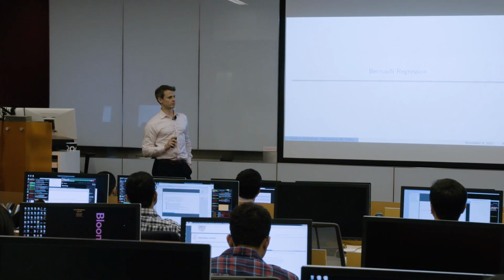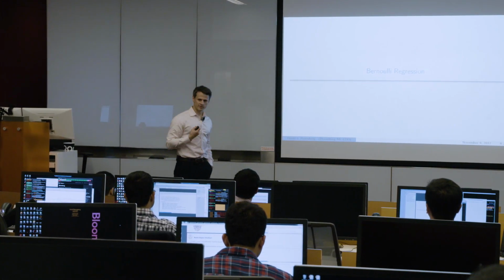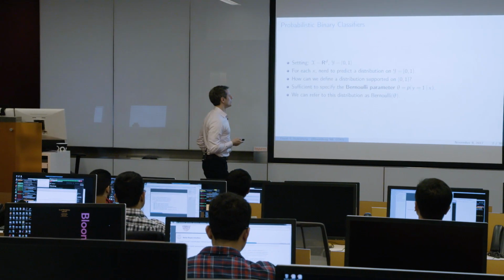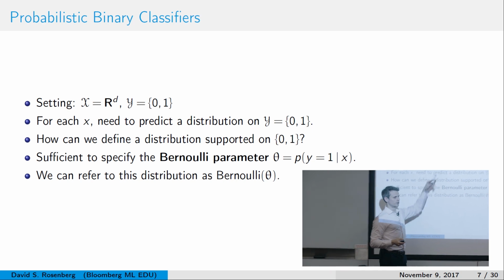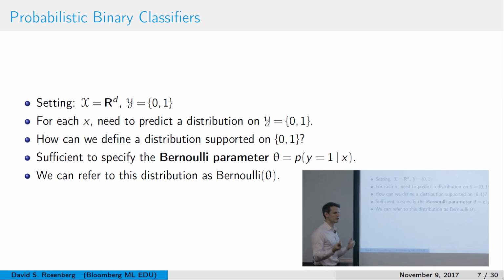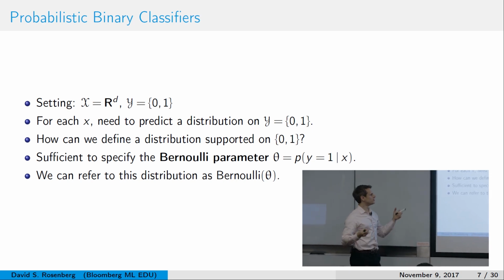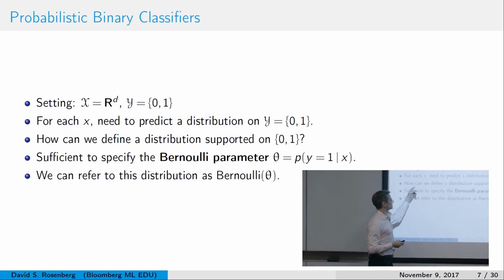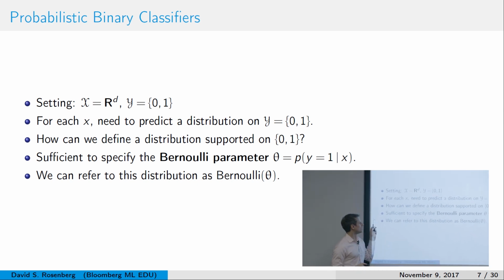So the Bernoulli regression problem. We get an input x. We want to predict the distribution over two possibilities. And we'll represent the two possibilities as 0 and 1. We were using -1 and 1 earlier in the term, but 0 and 1 is more common in this probabilistic framework. So that is what we'll go with. So we want to predict the distribution on 0, 1.